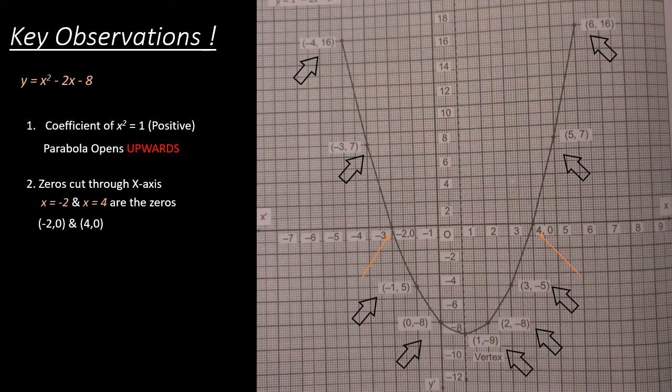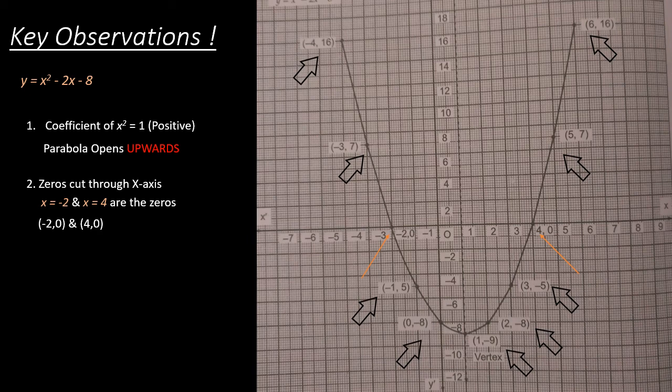I repeat, this polynomial has two zeros. So this parabola will cut the x-axis exactly two times, as you can see, once at (-2, 0), sorry, and second at (4, 0). Now, if the polynomial has only one zero, like a linear polynomial, as you saw, in that case the line passes only once through the x-axis. That means if the curve of the polynomial passes just once through the x-axis, it has only one zero.